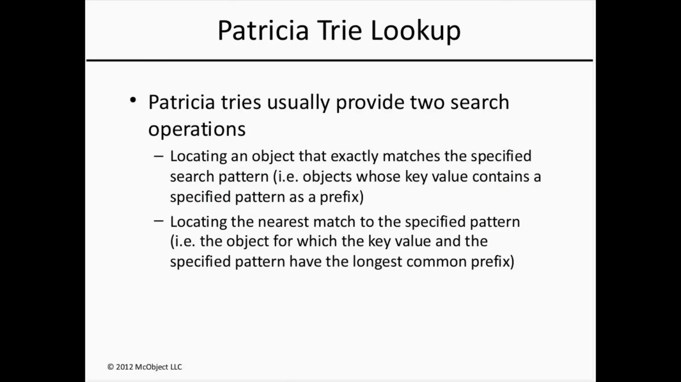Patricia trees usually provide two search operations. Locating an object that exactly matches the specified search pattern, in other words, objects whose key values contain a specified pattern as a prefix, and locating the nearest match to the specified pattern, in other words, the object for which the key value and the specified pattern have the longest common prefix.